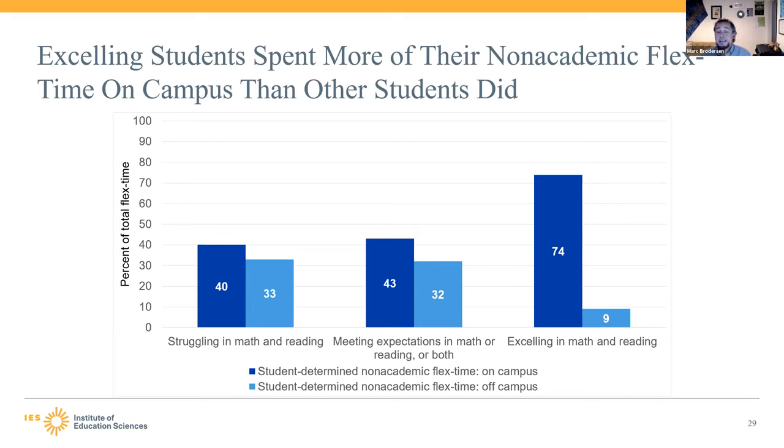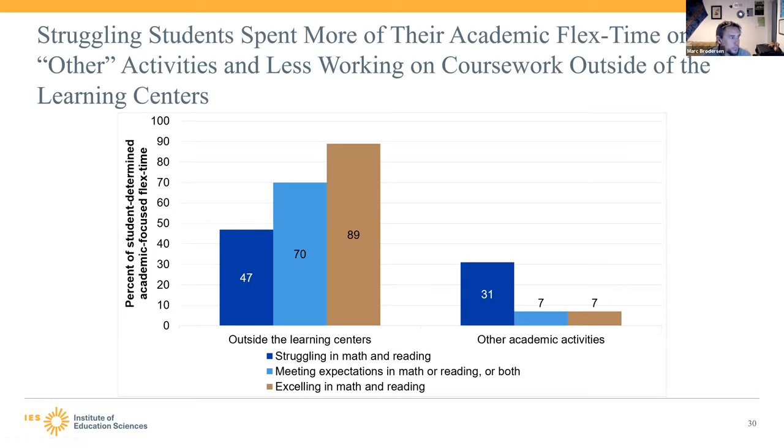Really, we would like to think that students who spend their flex time on campus are more likely to then transition into academic time because they're there to access those resources. And we can go to the next slide. So finally, here we see that struggling students spend less of their academic time working on coursework outside of the learning centers and more of their time on other academic activities.